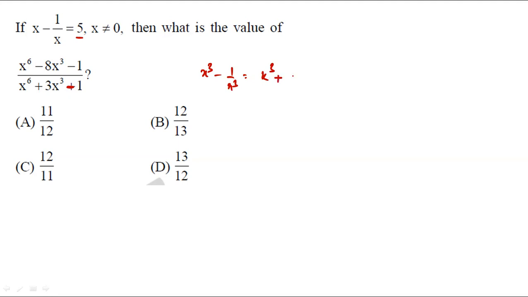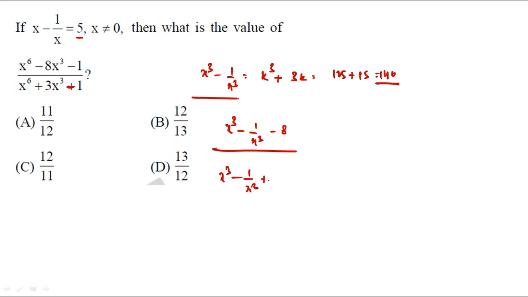x cube minus 1 by x cube is equal to k cube plus 3k. So k cube is 125 plus 15, which is how much? 140. Right? So x cube minus 1 by x cube, if you divide it by x cube on both the sides, then it will be what? x cube minus 1 by x cube minus 8 divided by x cube minus 1 by x cube plus 3. Minus 8 means 140 minus 8 is how much? 132. 140 plus 3 is what? 143.